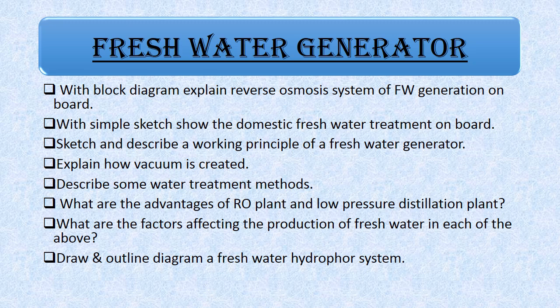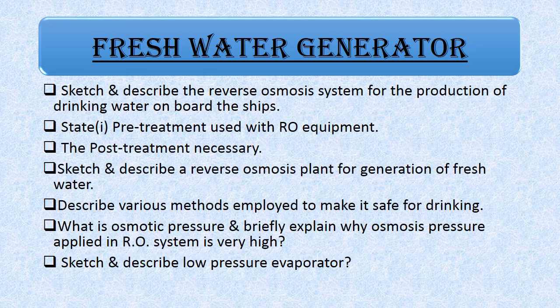Draw an outline diagram of freshwater hydrophore system. Sketch and describe the reverse osmosis system for the production of drinking water on board the ships. State pre-treatment used with the RO equipment. The pre-treatment and post-treatment means before RO and after RO. Sketch and describe a reverse osmosis plant for generation of fresh water. Describe various methods employed to make it safe for drinking.